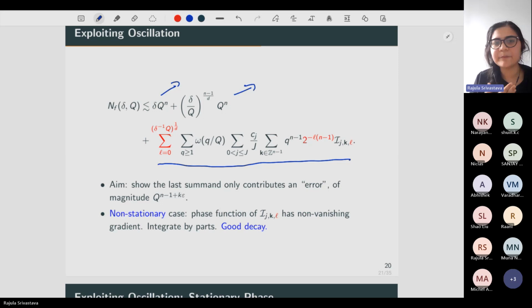And now the game begins of estimating these oscillatory integrals, because this is the regime where you have some oscillation. There are 2 regimes which are important. One is the non-stationary case, meaning your phase function does not have any critical point, or in other words, its gradient does not vanish. In that case, you can do as much integration by parts as you want and get as much decay as you want, and things will be great. So that's the non-stationary case.